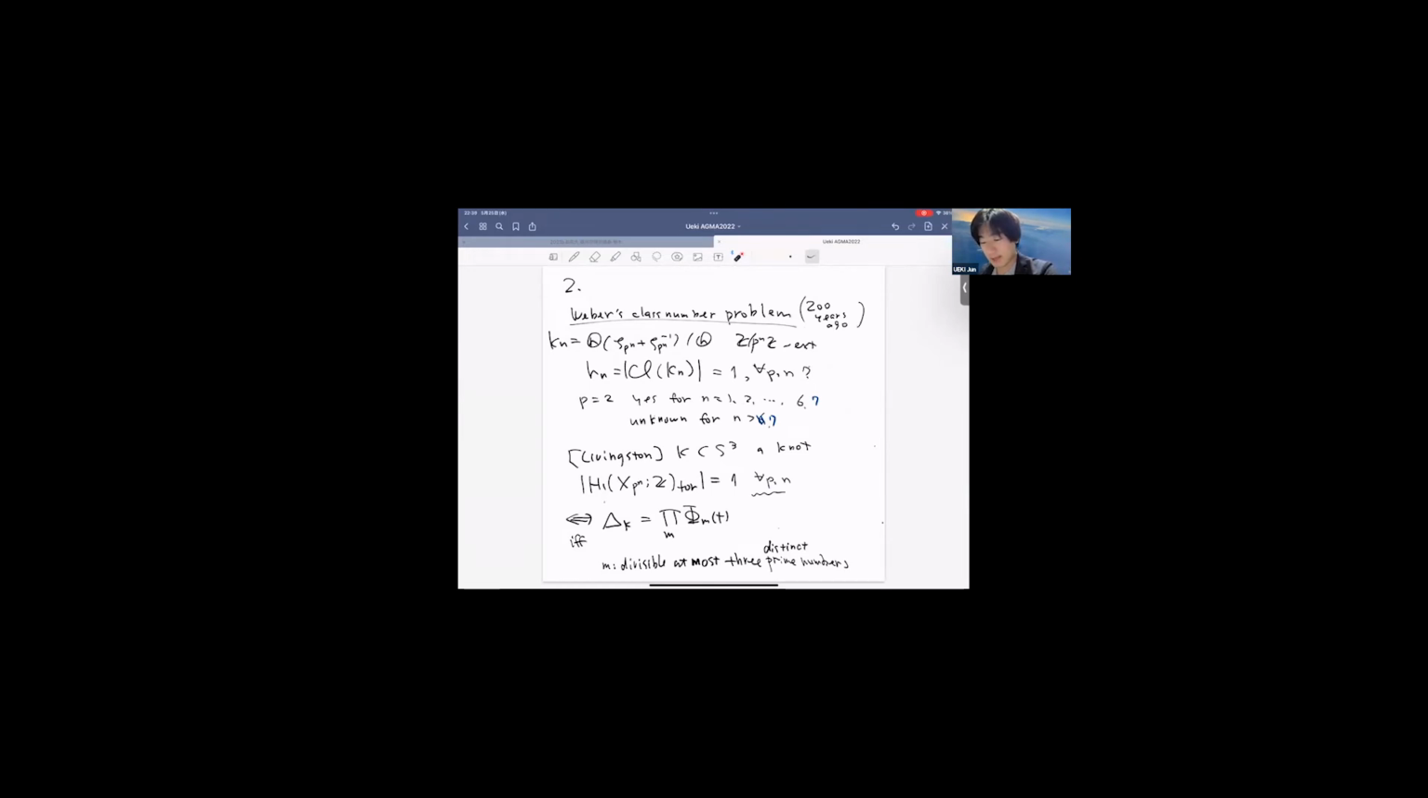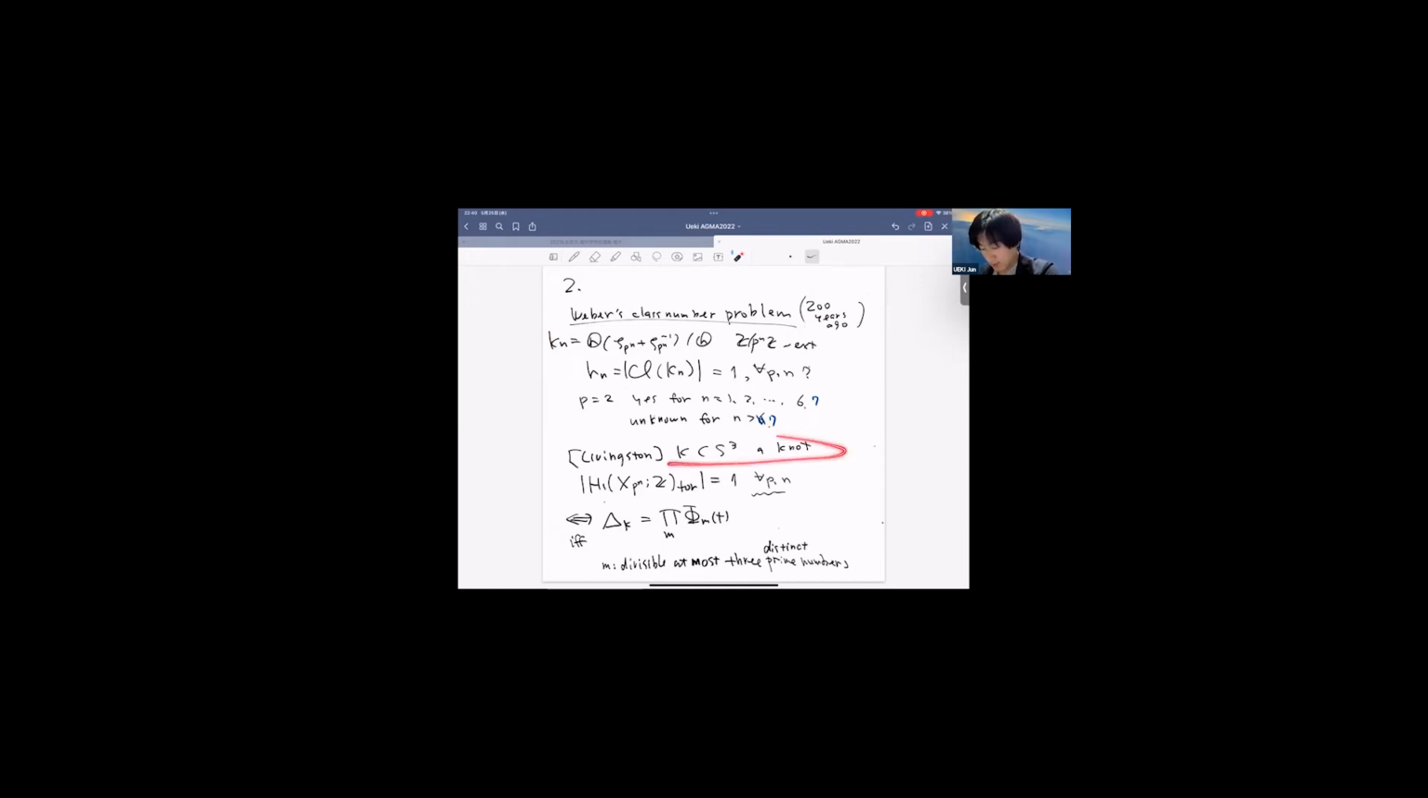Now I'd like to explain something else. This is about Weber's class number problem. Let K_n be the cyclotomic Z_p extension of Q. Then it is conjectured and expected that the size of its ideal class group is always 1 for any p and n. This was initially pointed out by Weber more than 100 years ago. But even in modern times, we only know, for example, that if p is 2, then this is yes for n equal to 1, 2, 3, 4, 5, 6, 7, and unknown for larger n. So it is an interesting and very difficult problem.